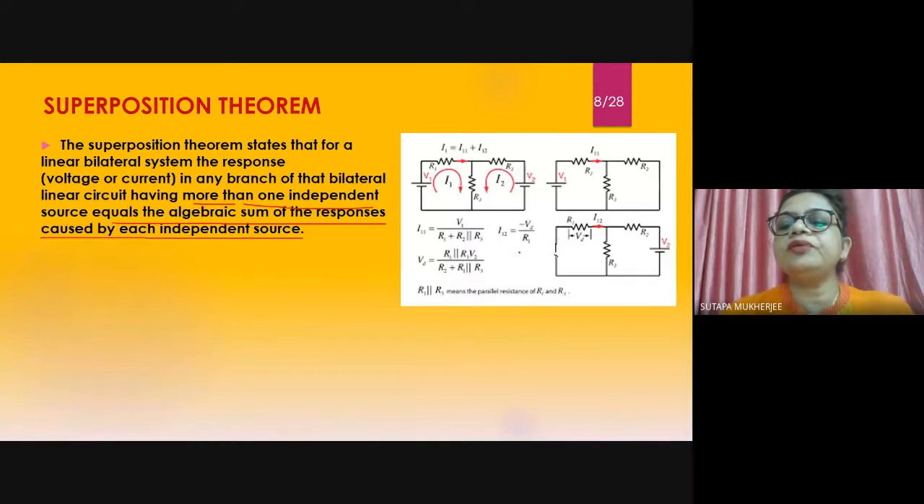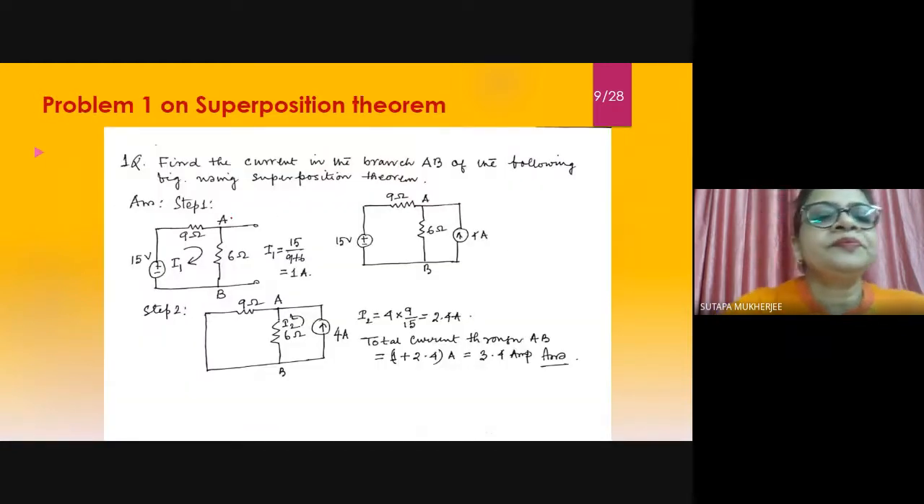In this way, you are able to get the contribution of V1 and V2 individually through the resistor R3, and you add the contributions of V1 and V2. You get the current through R3, and if you multiply that current by the resistance value, you get the drop across R3. This is the superposition theorem. It's very simple. So come to a problem.